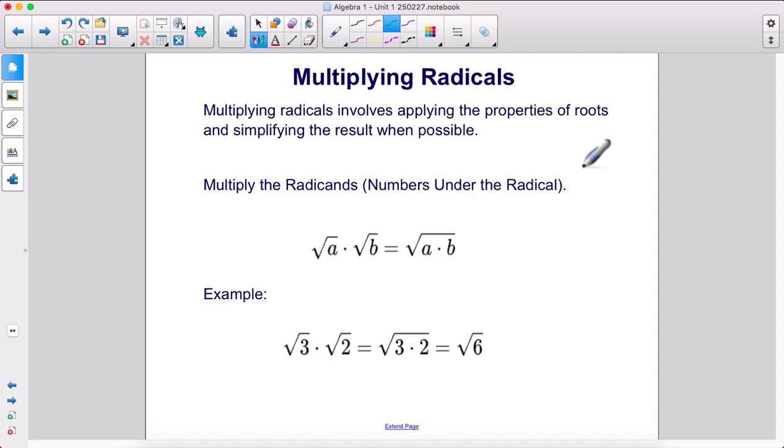Multiplying radicals involves applying the properties of roots and simplifying the result when possible. Multiply the radicands, the numbers under the radical. The square root of a times the square root of b is equal to the square root of a times b. For example, the square root of 3 times the square root of 2 is equal to the square root of 6.